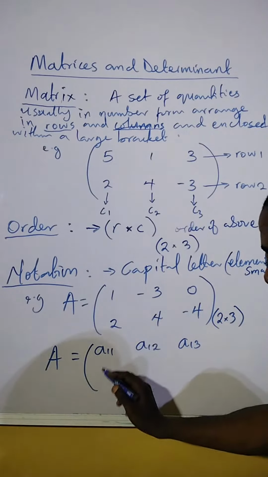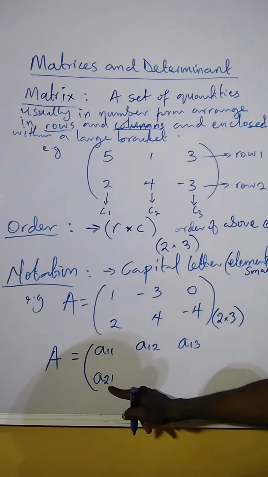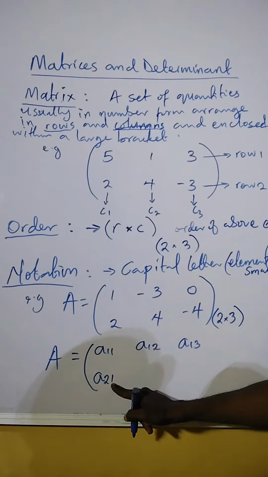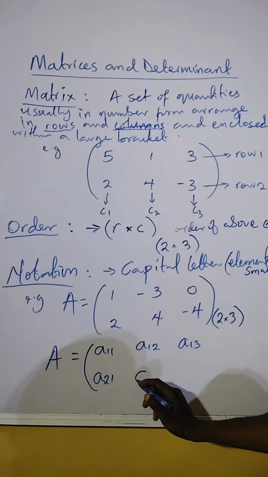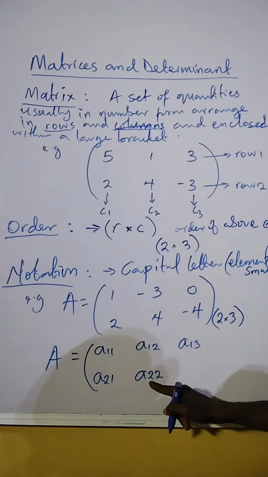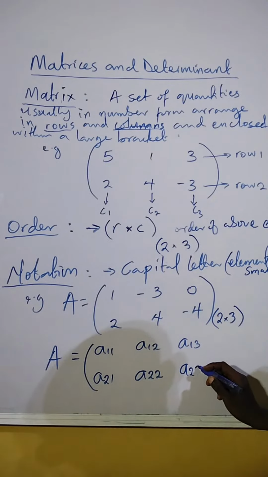And when we get here now, this 2 means A21. It means the element in row 2, column 1. And here we have A22. That's the element in row 2, column 2. And here we have A23.